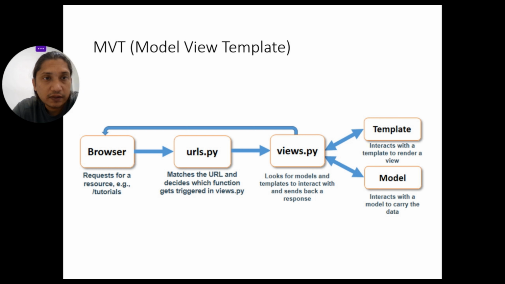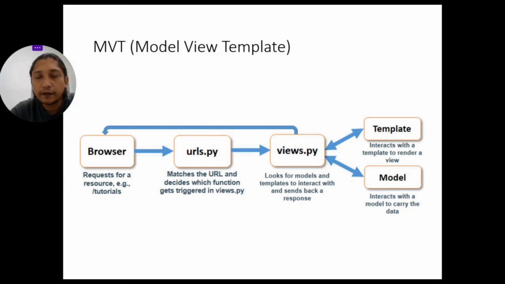For a very quick understanding of how the model, view and template work: when the browser requests a website, in the Django project you have urls.py, which matches the URL and decides which function gets triggered in views.py. The views.py interacts with the template and the model. The template renders a view and the model carries the data to views.py, and views.py sends back the HTTP response to the browser as a page.